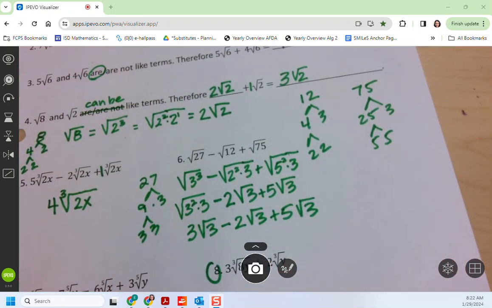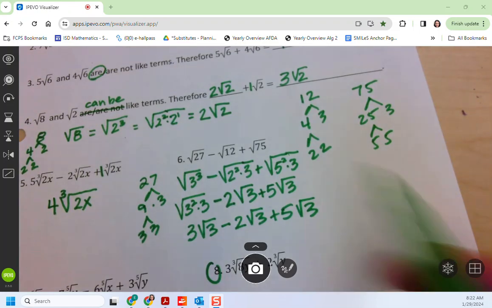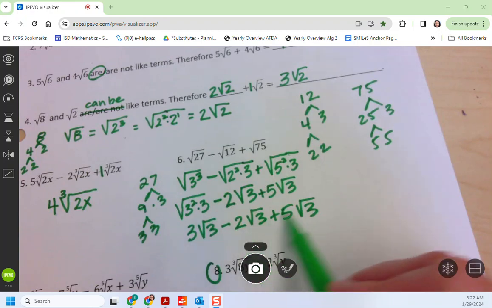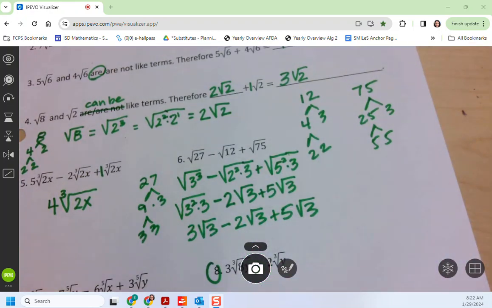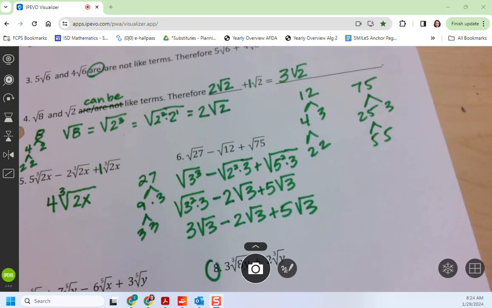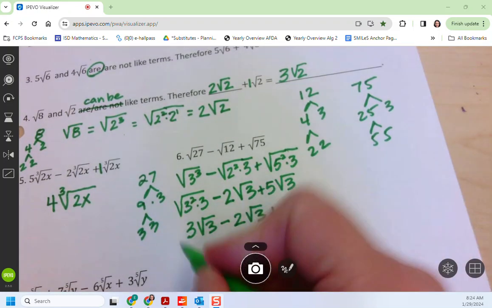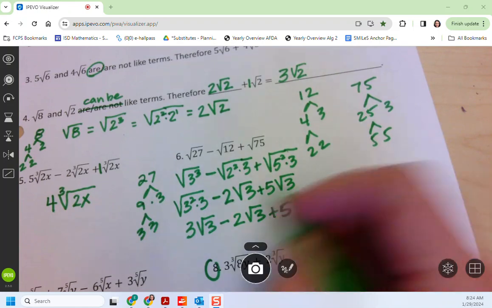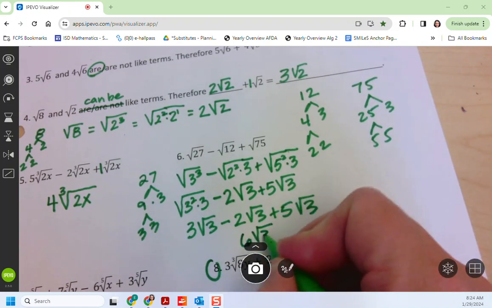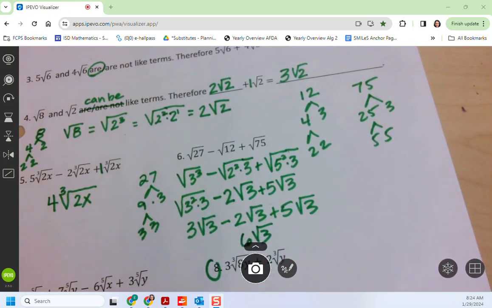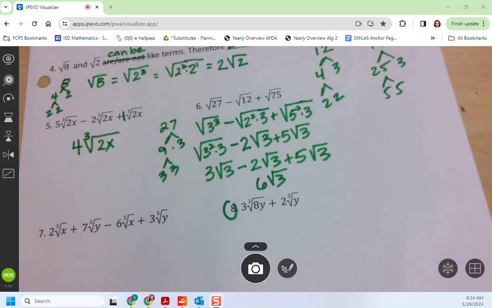All right, now after simplifying, I do have like terms, so I can combine them. And remember, you combine them by combining the coefficient. So go ahead and do that, compare with the neighbor, and see if you get the same thing. All right, so 3 minus 2 is 1. 1 plus 5 is 6. Did you guys get 6 root 3? Good. I just combined the coefficients, the numbers in front.